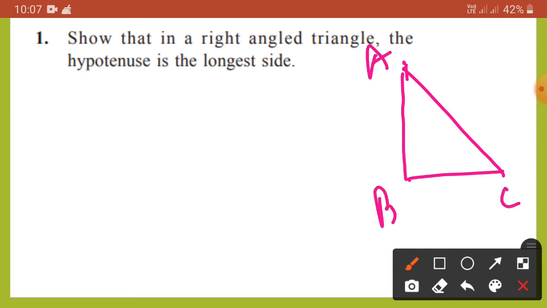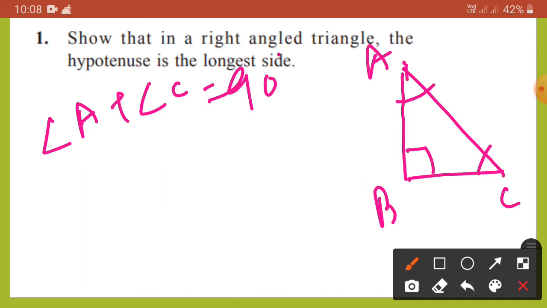So how to check it? ABC is a right triangle, right angled at B. Now angle A plus angle C equal to 90 degrees, because B is 90, so the rest is 90. So angles A and C are each less than 90. Now angle B is greater than angle A.